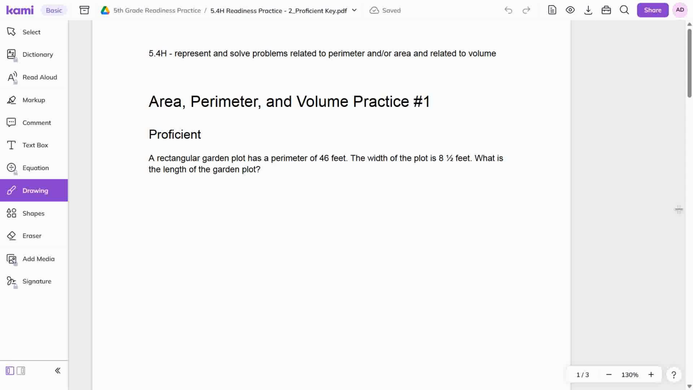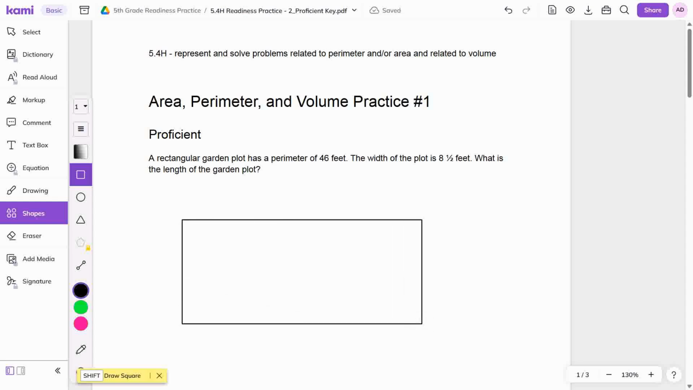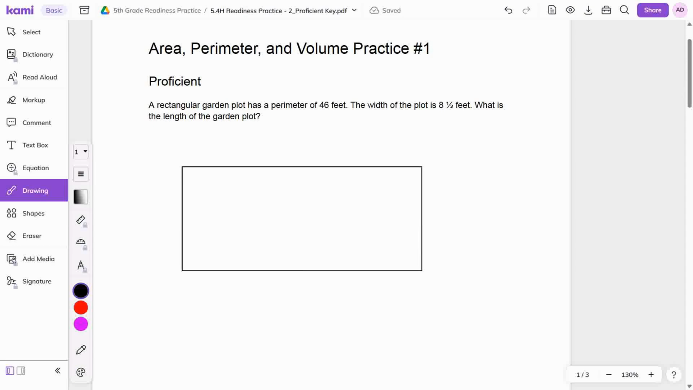So we have a rectangular garden, and we have a plot that is 8.5 feet wide. We need to find the length. So let's draw a rectangle to help us visualize here. Let's just say this is our width, 8.5 feet. So we can also say this side is 8.5 feet. Now, the whole perimeter equals 46 feet.